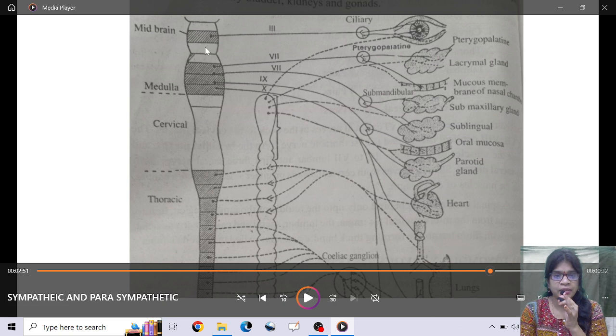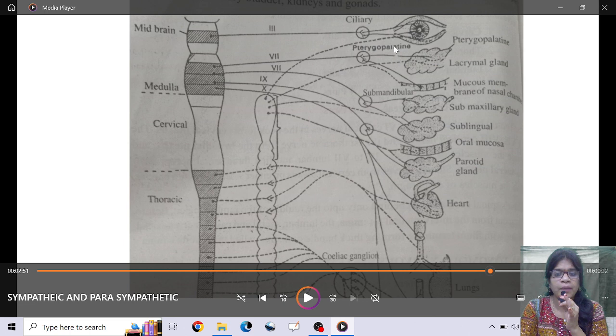So this parasympathetic arises from your cranial nerves. So this is the midbrain. Midbrain and medulla come under the brain, so they are called the cranial nerves. And you have the sacral part, which arises from your spinal cord. From the midbrain and medulla you have the parasympathetic nerves that arise and enter into your ciliary muscles. It could be the mucous membrane, the maxillary glands, the salivary glands, the oral mucosa. So these all come under the supply of nerves from the brain, the cranial nerves.